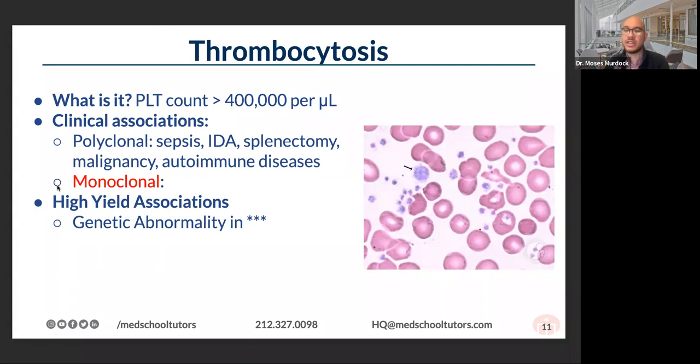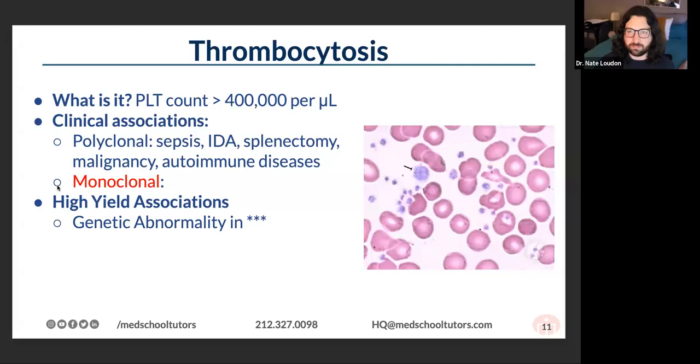Any cause of inflammation can cause a bit of a bump in the platelet count. The one that I wanted to highlight here, which is clinically relevant, though probably not tested quite as often as others, especially at the Step 1 or Complex 1 level, is iron deficiency anemia. That's what IDA stands for. Sometimes you can see a bit of a reactive thrombocytosis when folks don't have their iron stores replete.